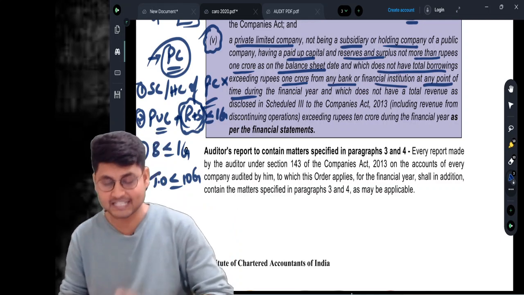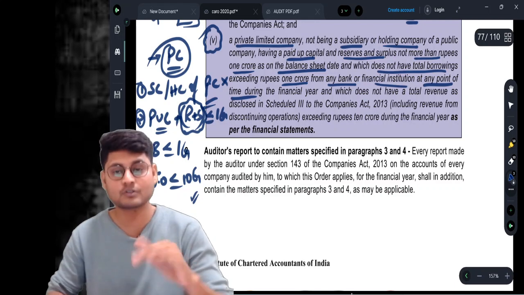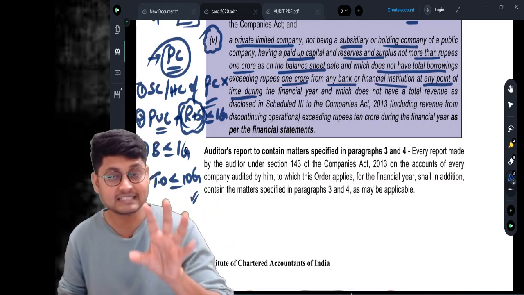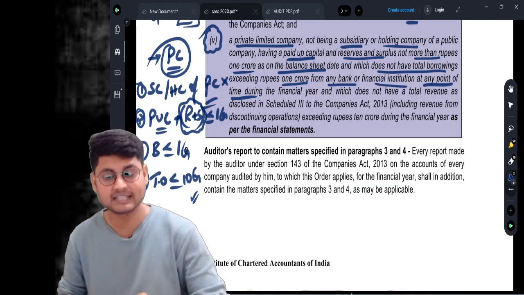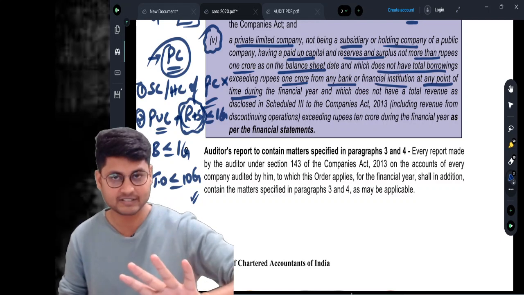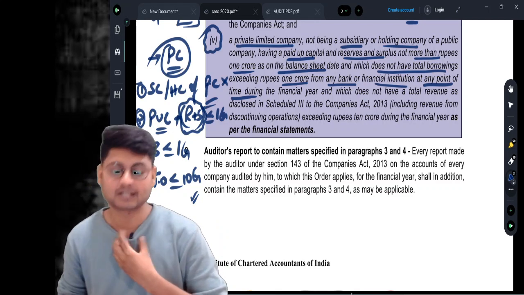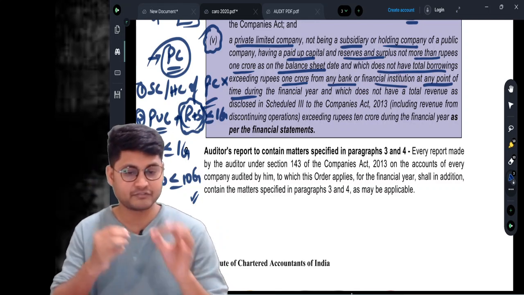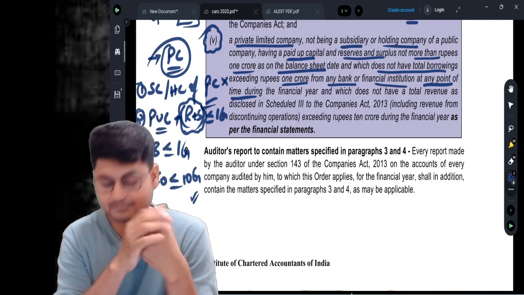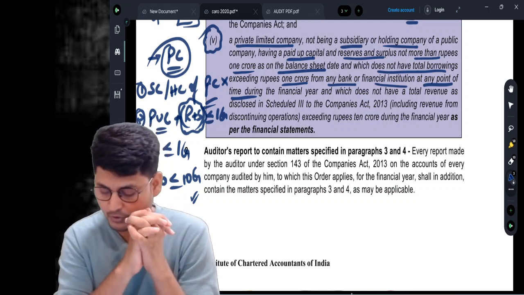See, if 3 are satisfied but 1 is not satisfied, say for example the first 3 are satisfied but turnover is more than 10 crore rupees, obviously CARO 2020 is applicable. And hence what I need to conclude is, these 4 points shall be satisfied. If all 4 are satisfied, then CARO 2020 is not applicable for a private company. I guess you are all getting the point. Very clear. This is the first paragraph of CARO 2020. So let us now go to the second paragraph.